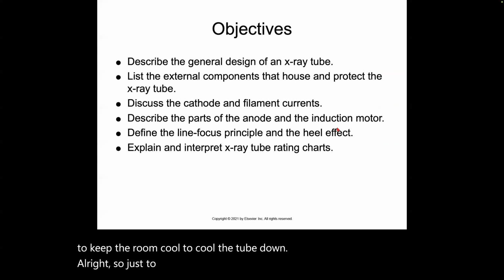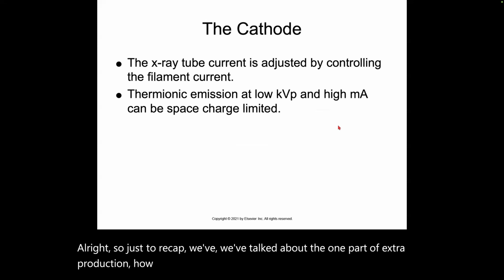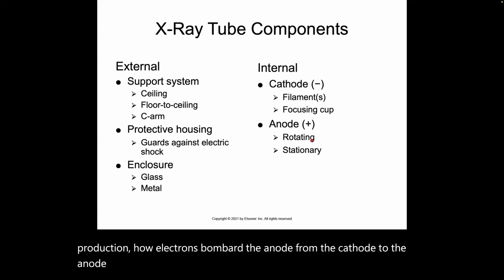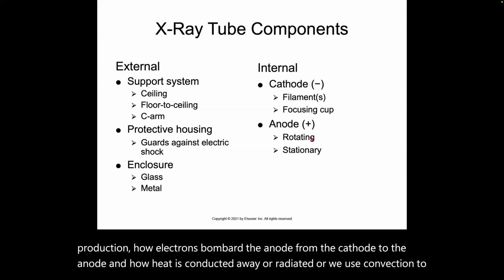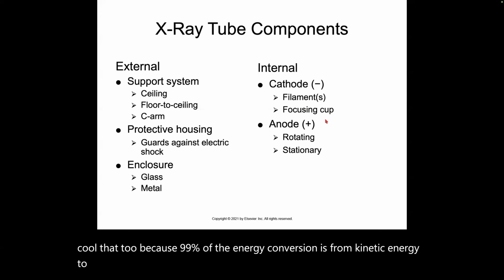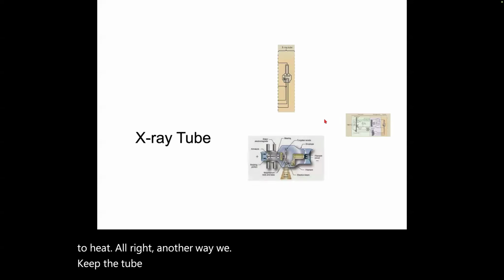All right. So just to recap, we've talked about one part of X-ray production and how electrons bombard the anode from the cathode to the anode, and how heat is conducted away or radiated, or we use convection to cool that tube because 99% of the energy conversion is from kinetic energy to heat. All right. Another way we keep the tube healthy is by rotating the anode.